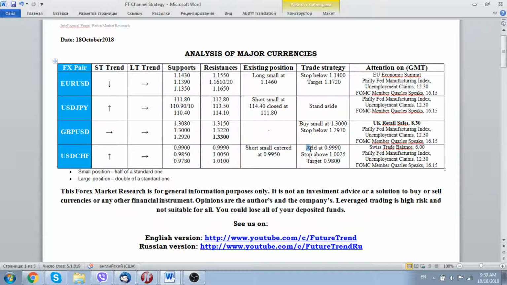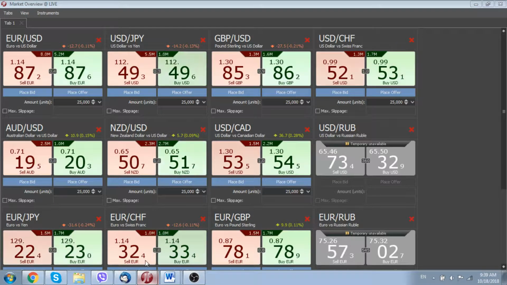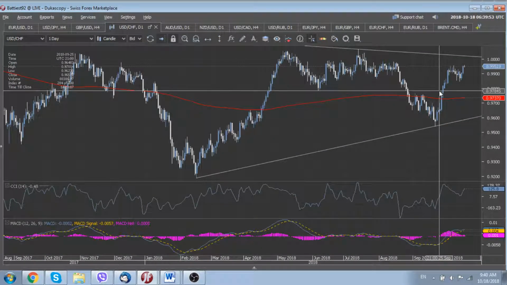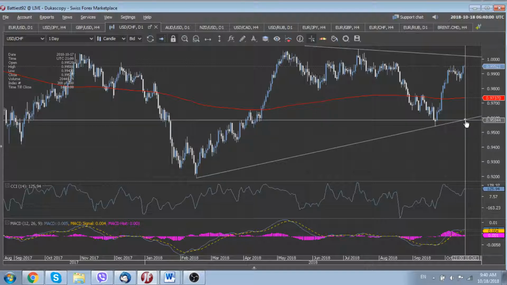We are ready to add to the existing position at 0.9990, and we put a stop above 1.0025, and the target remains 0.98. Why exactly this level? This level is a more or less interesting support barrier, here it is 0.9780, 0.98, but for those looking for a larger profit, probably you could challenge the uptrend line of 2018 that's located around 0.9590 and put your target level around 0.96.